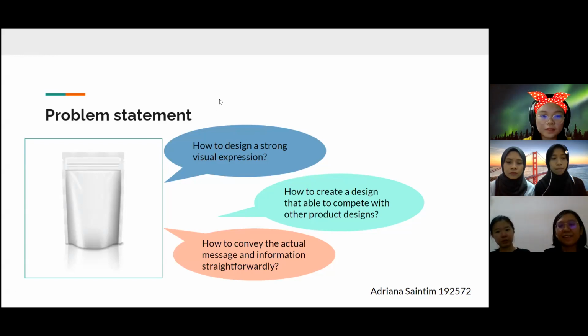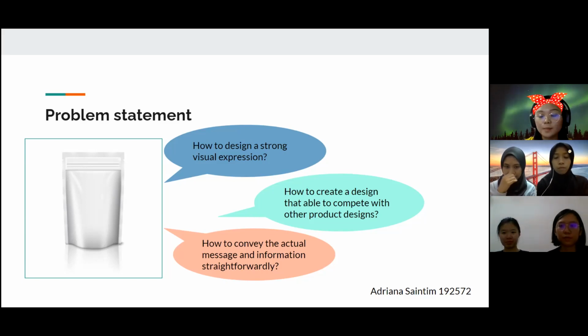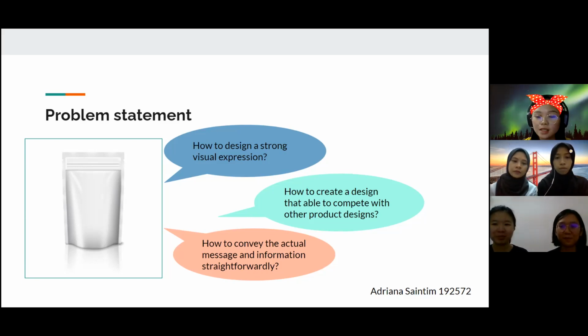So first of all, in designing the graphic process of our packaging, we have to identify the problems that we need to solve in graphic designing. The problem statement of our graphic design includes how to design a strong visual expression, how to create a design that is able to compete with other product designs, and also how to convey the actual message and information straightforwardly to our potential buyers.